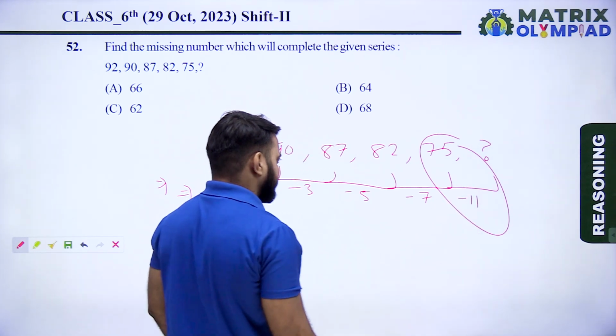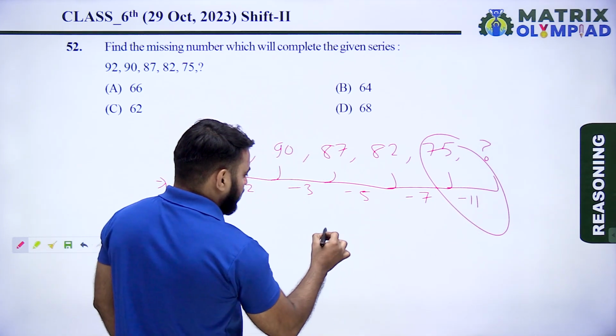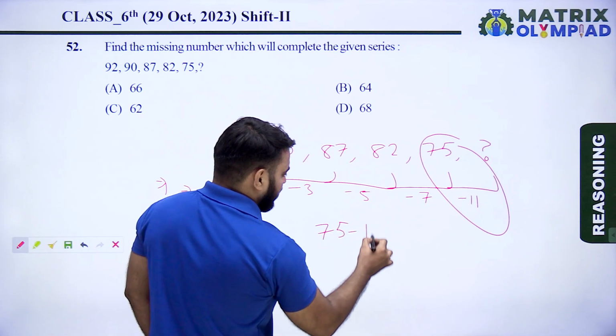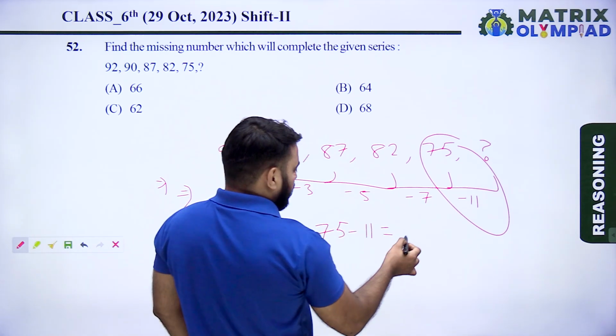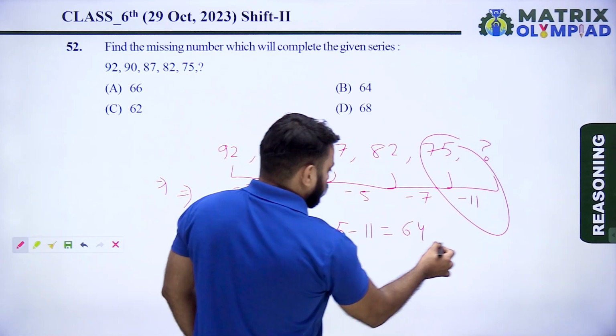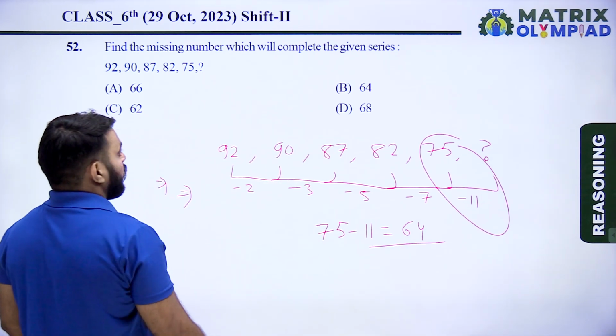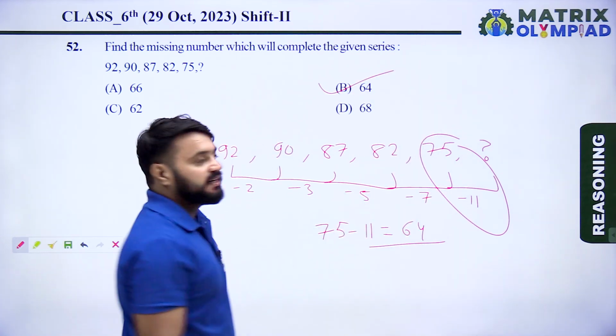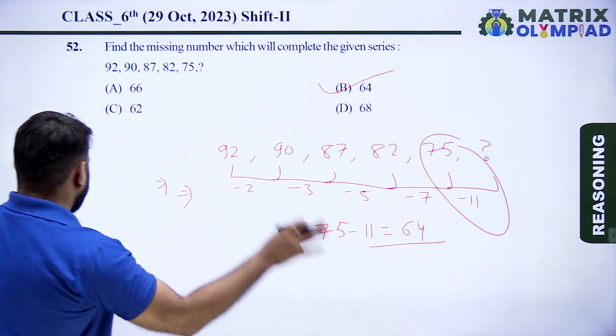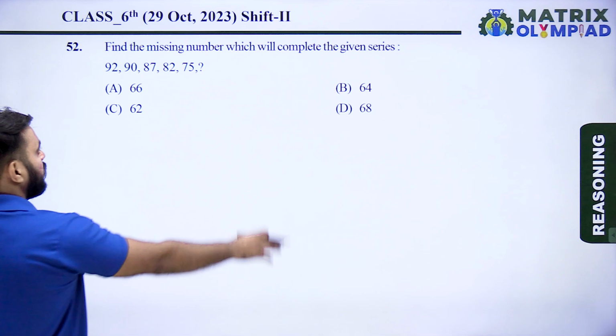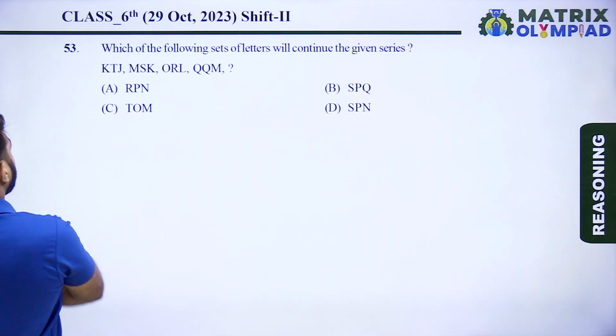So next is 75 minus 11, it means 64. So 64 is the next term of this series. So here option B is the correct answer of this question. So let's move on to the next question. So next question is question number 53.